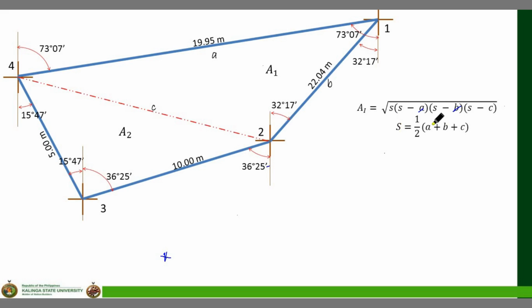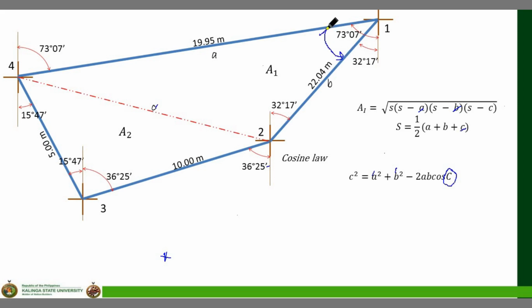I can solve for S only if I know the value of C. So, how will I compute for the value of C? Again, I showed you the cosine law earlier. Since side C is unknown, C squared is equal to A squared plus B squared minus 2AB cosine of C. In this illustration, I have side A and side B, but I don't have angle C. What is our angle C? If this is side C, the opposite of that is angle C.